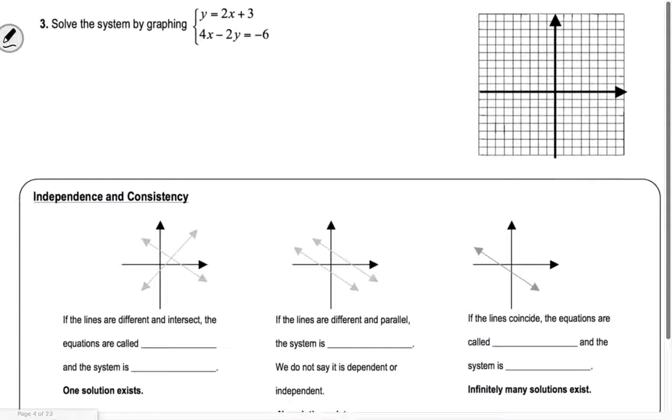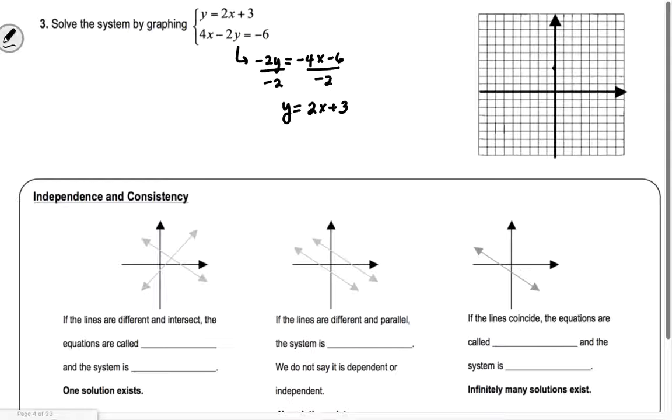What do you think? It probably is infinitely many. So what does that mean? It means it's the same line. So let's see. So this one, let's solve. I'm going to subtract my 4x over and divide by -2. So we get y equals 2x plus 3.